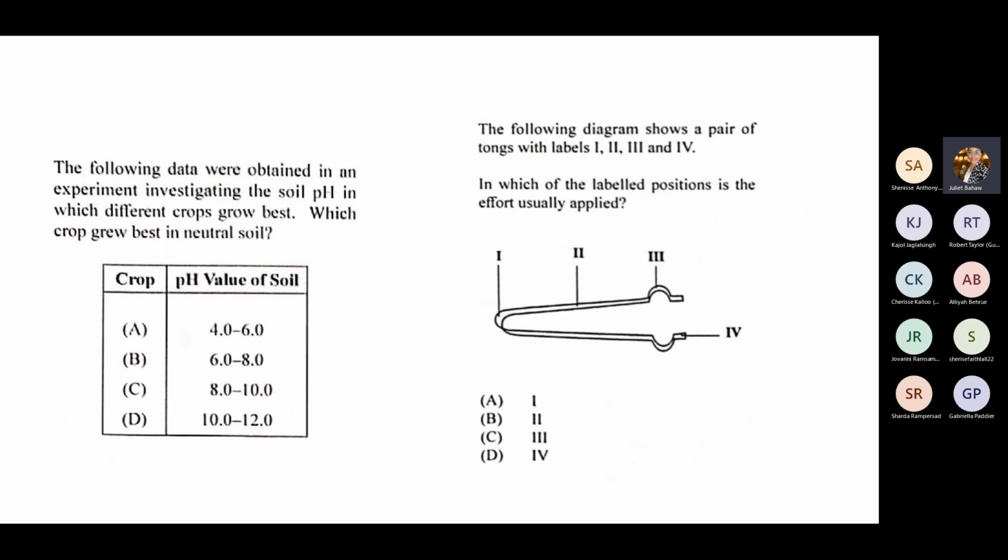And the following data were obtained in an experiment investigating the soil pH in which different crops grow best. Which crop grew best in neutral soil? So neutral is 7. So you're going with 6 to 8. All right, that's B. This one as well, you always tend to see this question. In which of the label positions is the effort usually applied? So effort is where you will place your hand, which will be at B, right? Region 2.